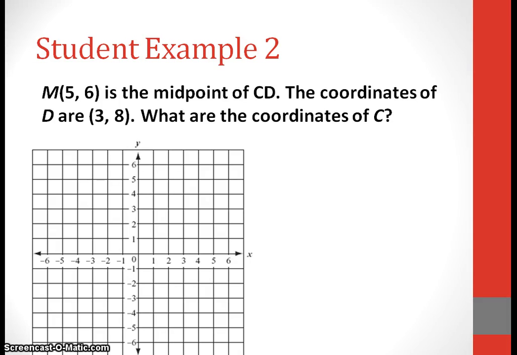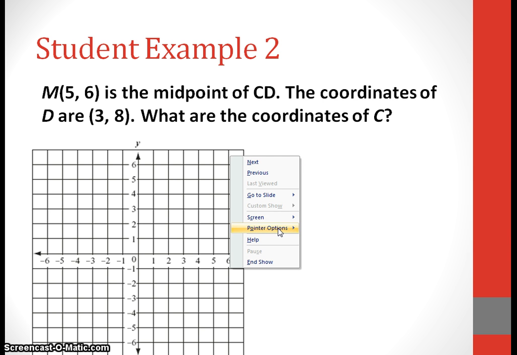Last two student examples. So here we go. Student example number 2. It says that M (5, 6) is the midpoint of CD. The coordinates of D are (3, 8). What are the coordinates of C? Go ahead and pause the video and try this problem. And when you have an answer, you can hit play and check your answer against mine.